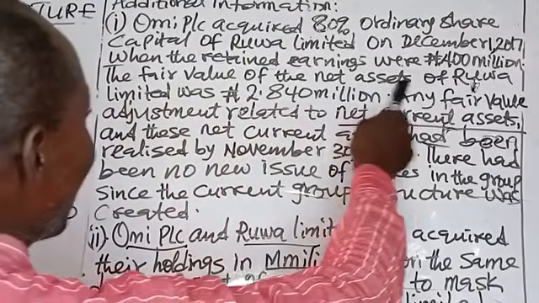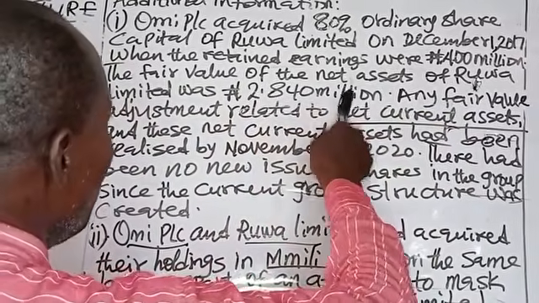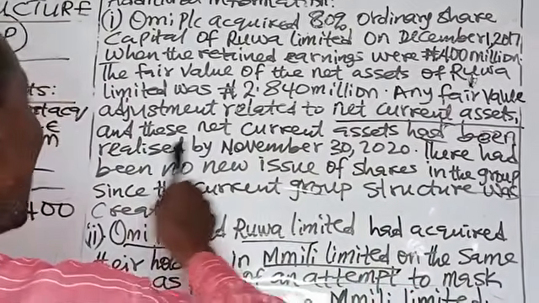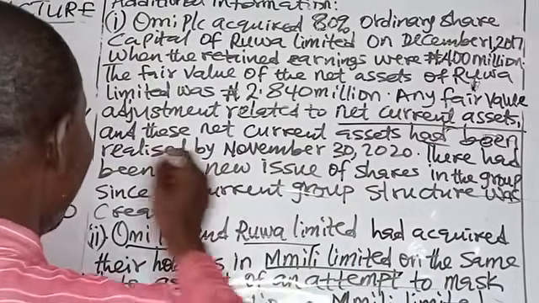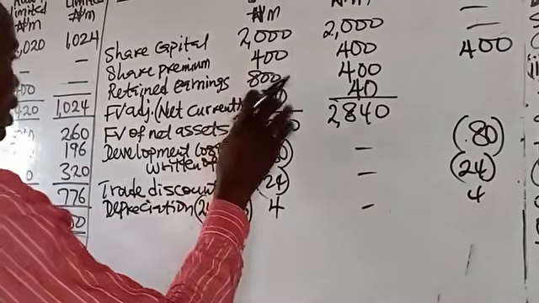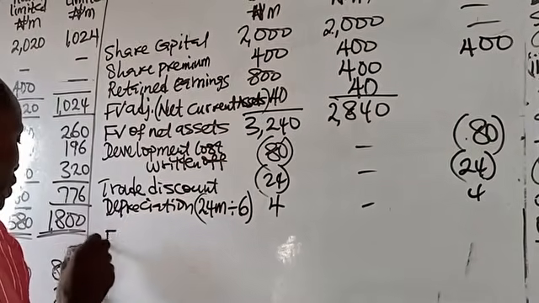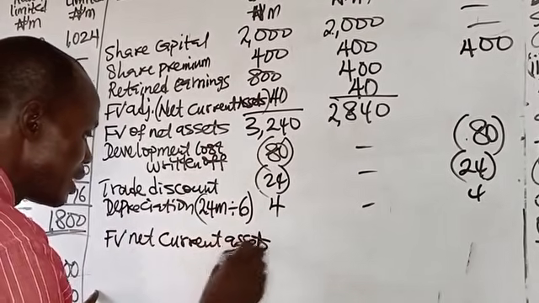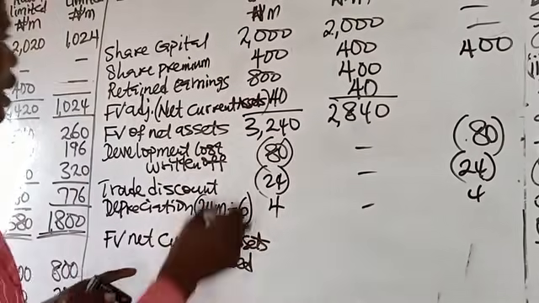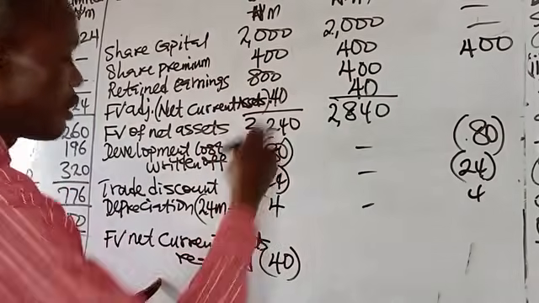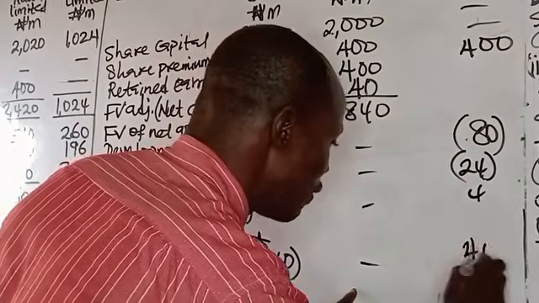Since we were told the fair value of the net assets of Ruwa Limited was 2,840 million. Any fair value adjustment relates to net current assets, and this net current asset had been realized by November 30, 2020. Since the net current asset has been realized now, the fair value gain you have recognized here, you are going to deduct it now. The fair value of net current assets realized. Since it has been realized, you subtract this 40 million, which you have as fair value gain.